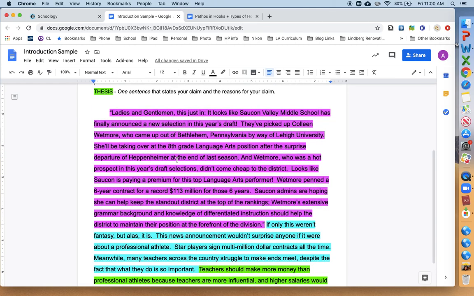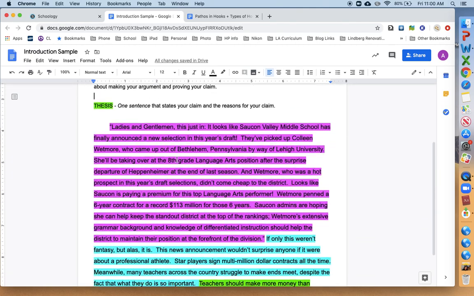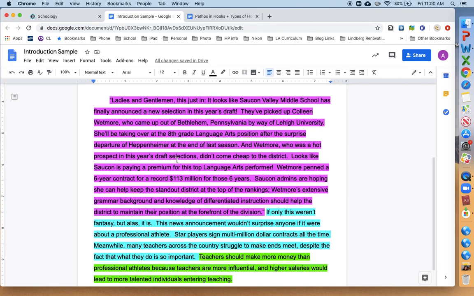So I'm going to read the sample to you. You'll see the hook is pretty long. I like creative writing, and I tend to do long hooks because I have fun with them. All right, so anyway, there's the hook. The bridge here is in blue, and then the thesis is in green.